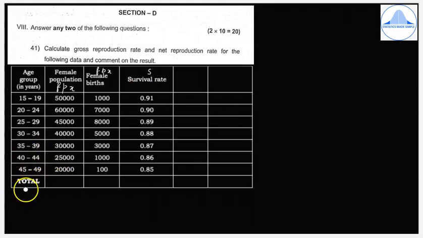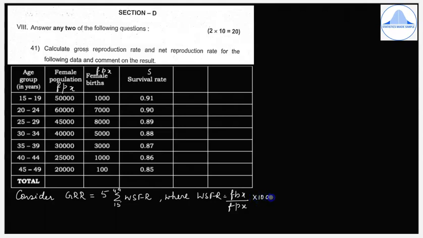So first I will calculate gross reproduction rate. So let us write the formula. Consider GRR is equal to 5 into summation 15 to 49 WSFR. So WSFR is women's specific fertility rate, where WSFR is equal to FBX divided by FPX into 1000. So these two formulae itself will carry 2 marks.